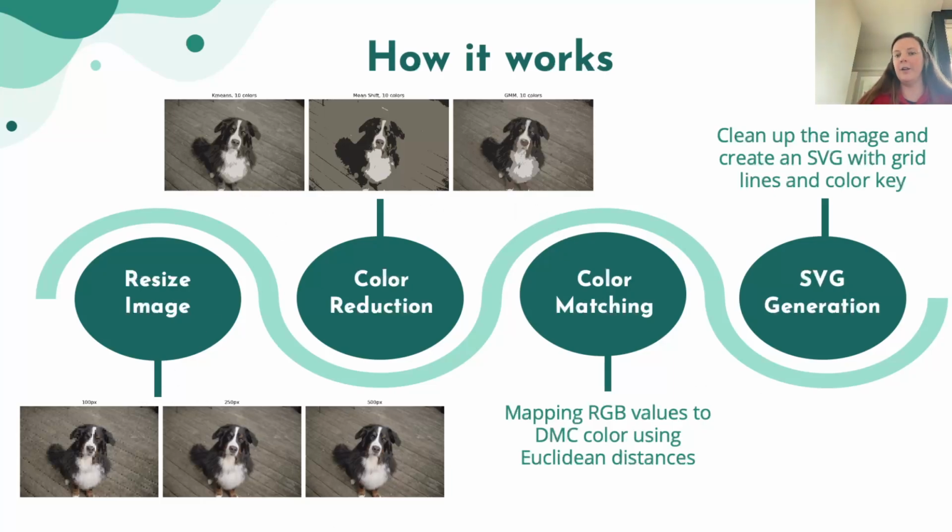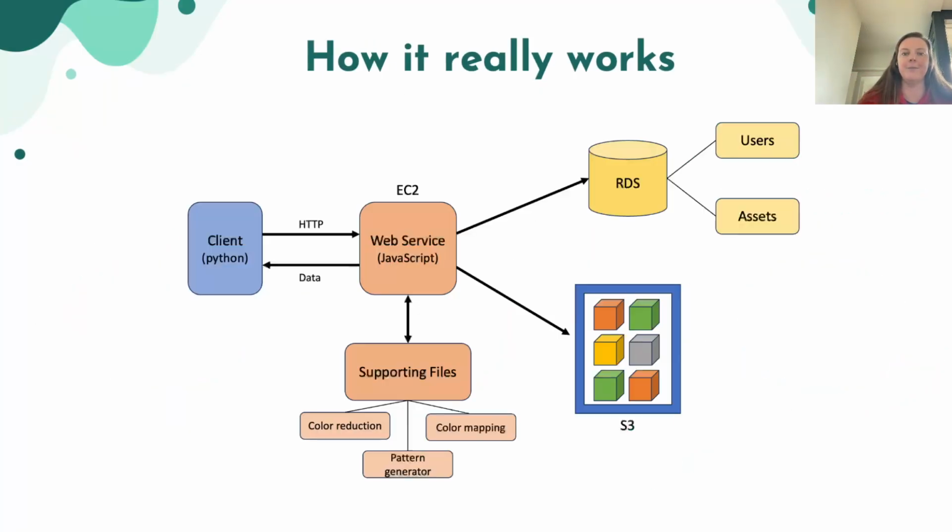Then I go into color matching, where I scraped the DMC thread colors using web scraping tools, and you can map the thread colors using the hex values to the RGB values with Euclidean distances. And then through all of that, it generates an SVG or scalable vector graphic with grid lines at every 10 and then a color key. So you can go by the thread and then actually make the pattern.